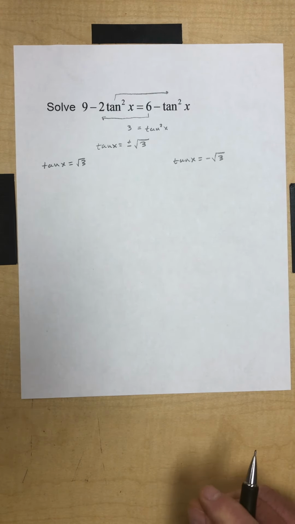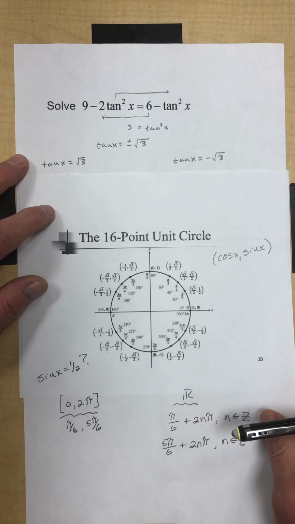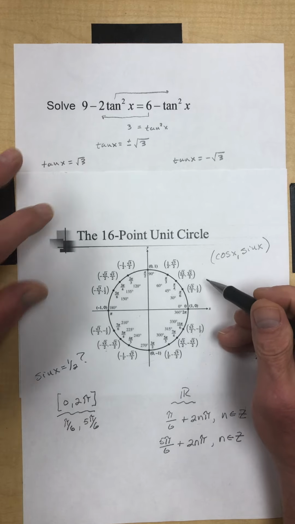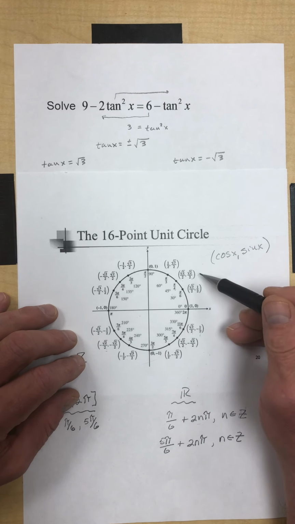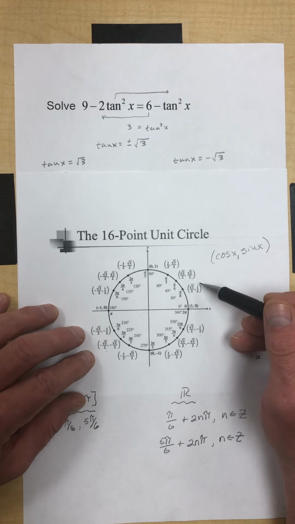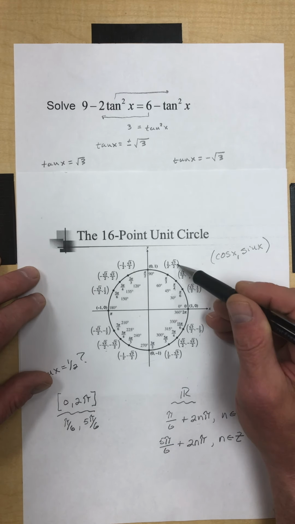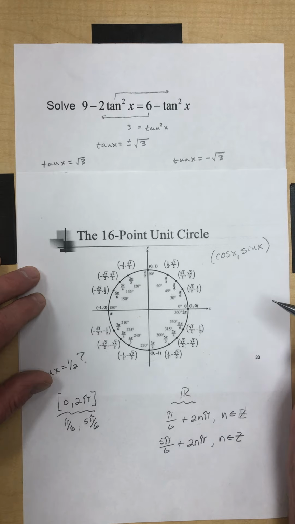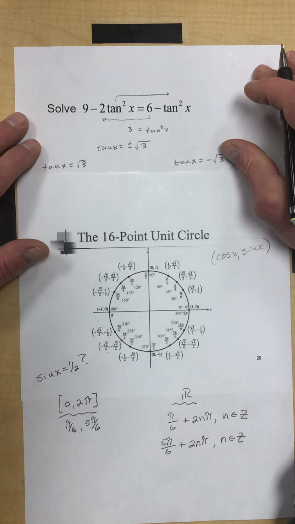Okay, so let's go to our unit circle. And if we take a look in here, let's suppose we just look in quadrant 1. Well, we know the tangent is going to be 1 here at pi over 4. So tangent being radical 3 has to happen at either pi over 6 or pi over 3. So we've got to take a look at that.